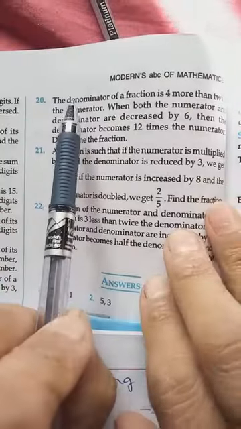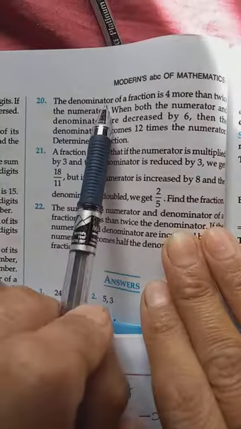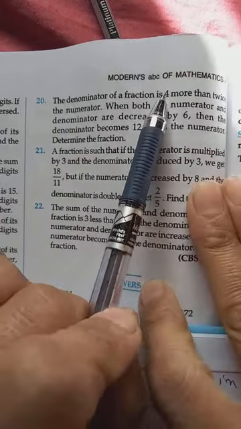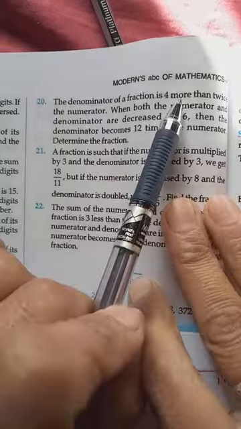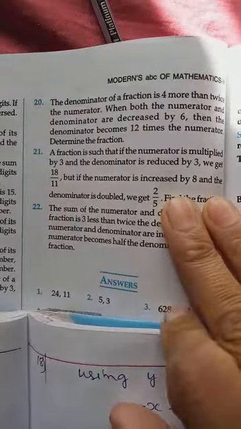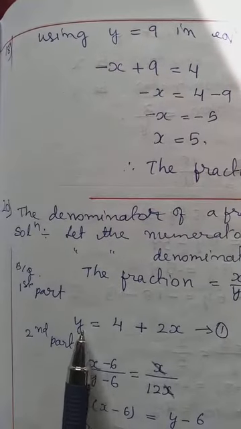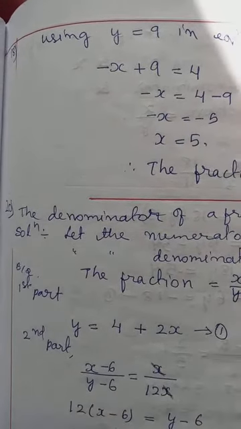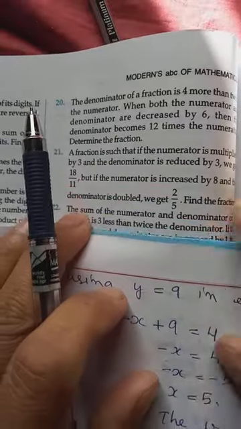So let us see the condition. The denominator, that means y, is equal to 4 more than twice the numerator. So that means we will get y equals 4 plus 2x. Name it as equation 1. We cannot do anything more. Let's see the second part.